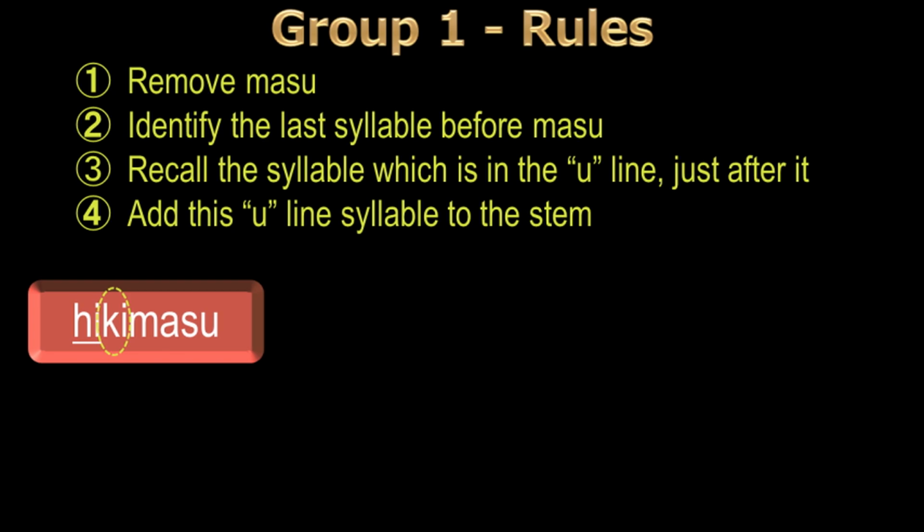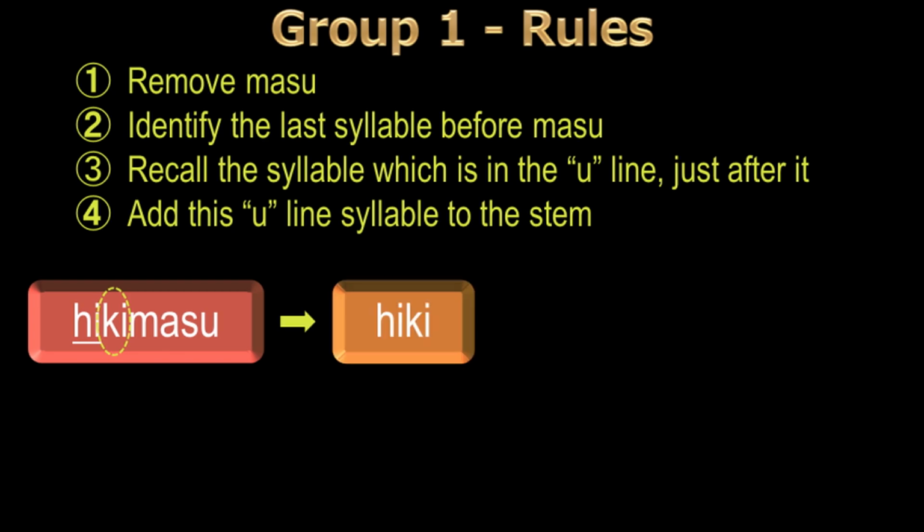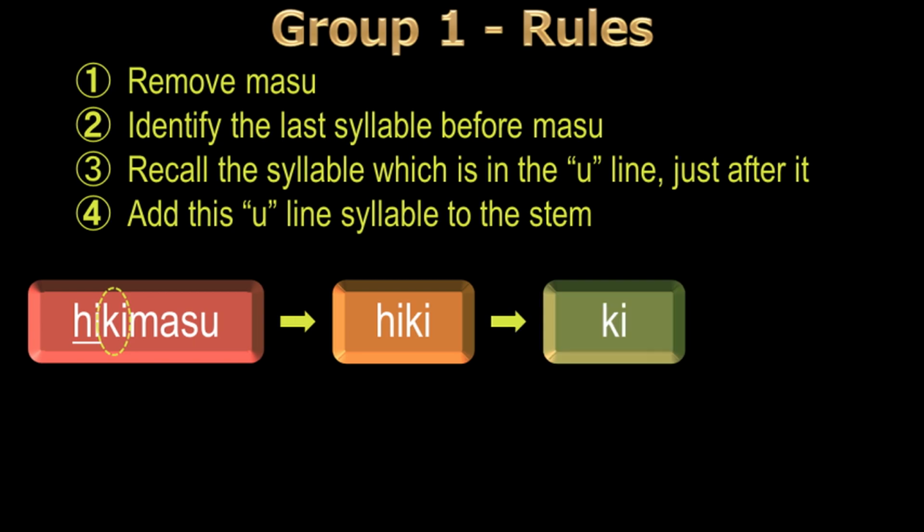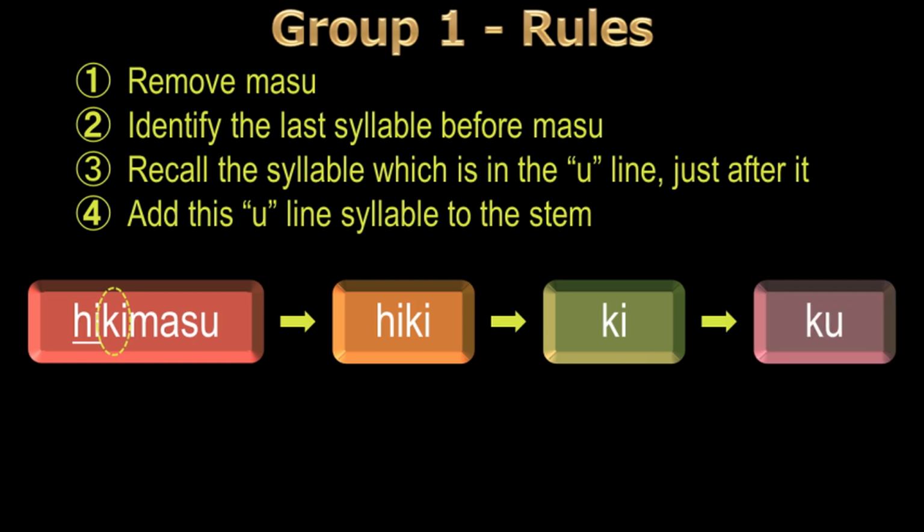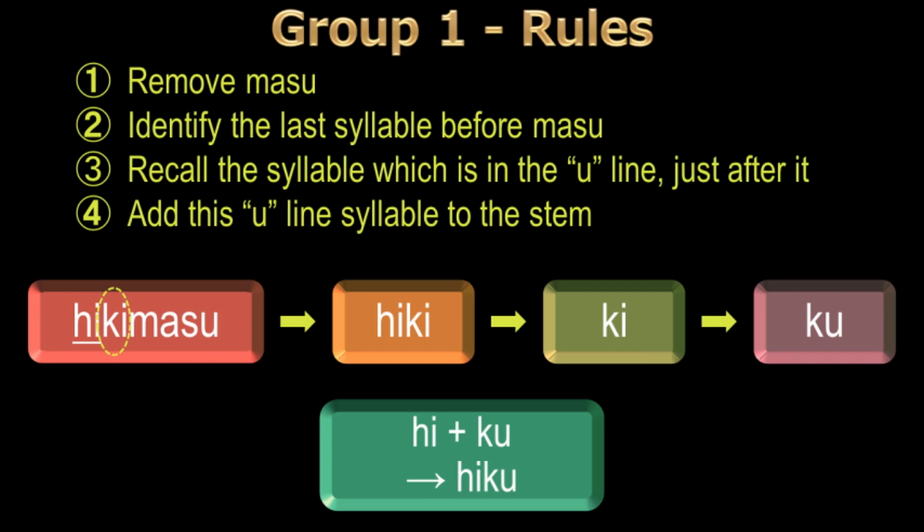The first step is to remove masu, and if we do that, we will get hiki. The second step is to identify the last syllable before masu, which is ki. The third step is to recall the syllable which resides in the U line just after it. As you know, the order in hiragana chart is ka, ki, ku, ke, ko. So the syllable which resides in the U line just after ki is ku. And the last step is to add this ku to the stem. So we will get hiku, which means to play, say for example a musical instrument like piano. This is the dictionary form of the verb hikimasu, and if you look up a Japanese dictionary, you will find the word hiku. Let us see some more examples.